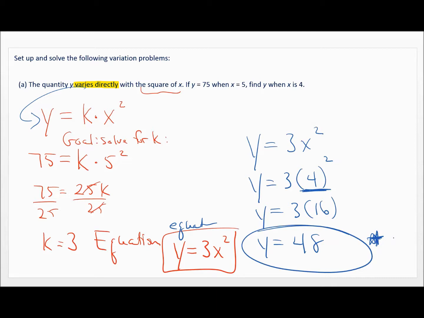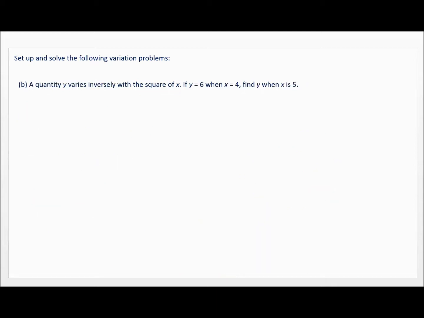So let's try it again. All right, so a quantity y varies inversely, very important, varies inversely with the square of x. If y is 6 when x is 4, find y when x is 5. Okay, so first of all, we've got to write the right formula down. So that's quantity y. It's always going to have a k. That k is always going to be up top. The inversely means we divide by, and notice it says the square of x again, so I put x squared.